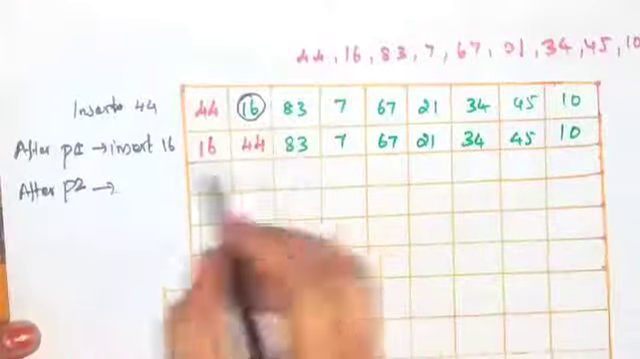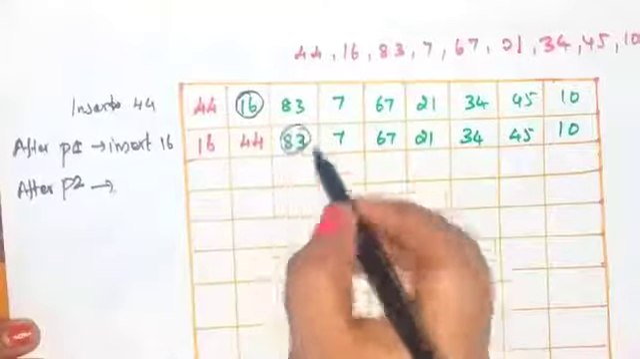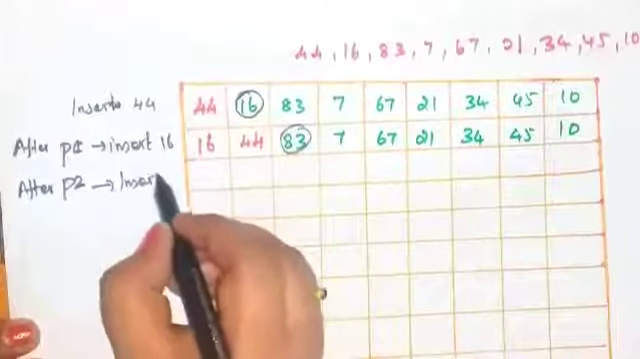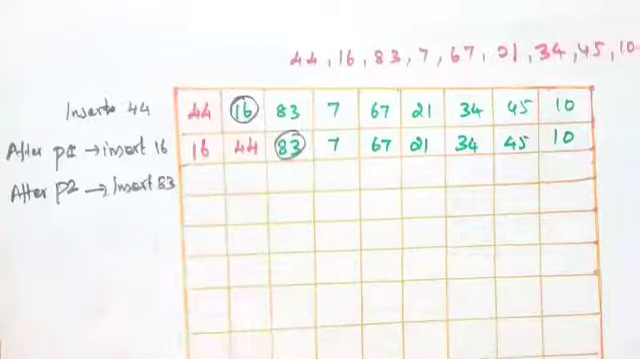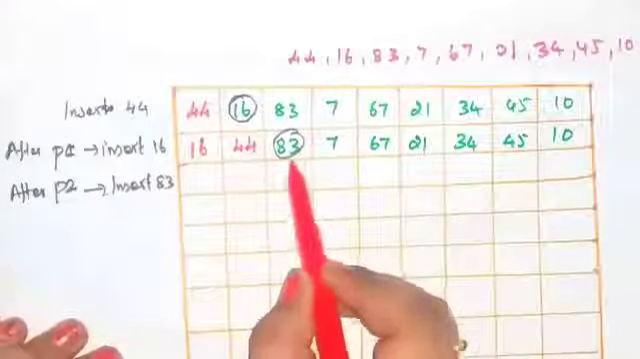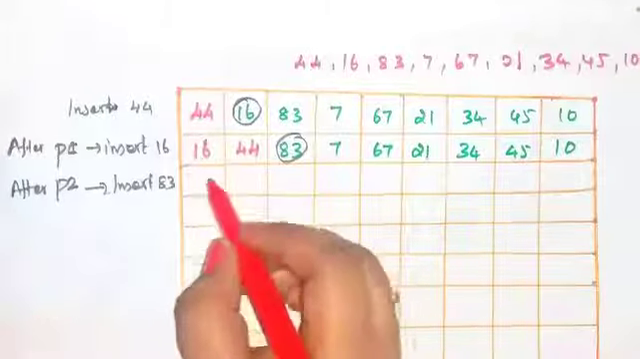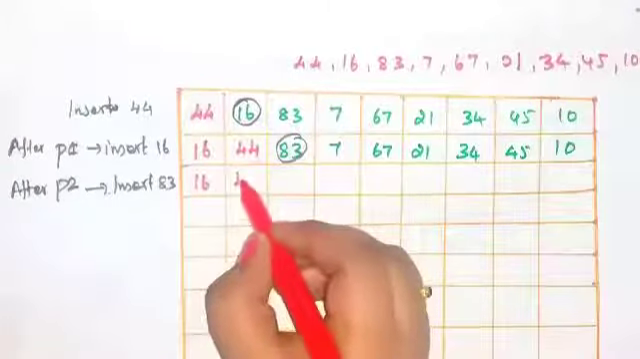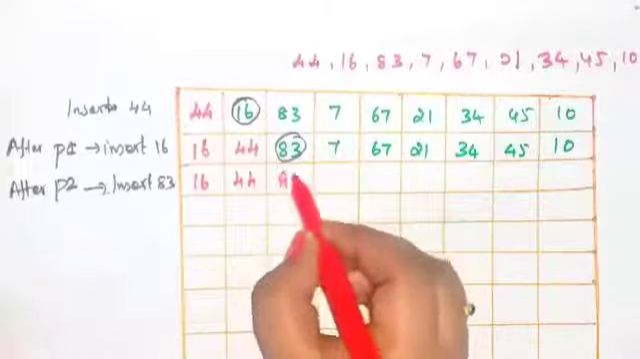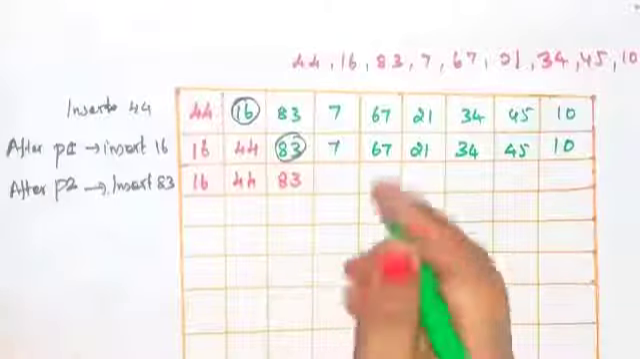insert the next element, 83. So compare these three values. Which one is higher? This is smaller. Okay, so write 16, 44 and 83. Next, write the remaining elements.